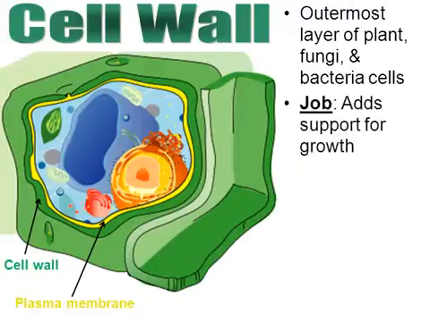Well, what about its job? One of the jobs of the cell wall is to add support. It's made from a real tough, sturdy material known as cellulose. And so this adds some of the support to plants and fungus and bacteria cells that have them.